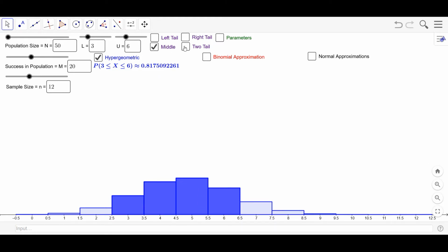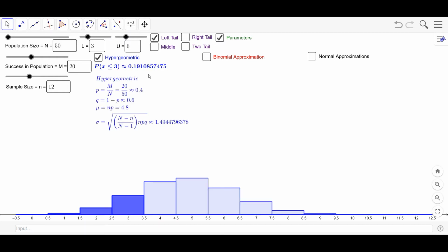Okay, so then we could do a two-tail, which goes from forever left, which is really 0, up to the lower of 3, and from the upper up as far as it'll go to the right, from 6 up to, well, the sample size, which is 12 in this case. And we can see how this will be adjusted if we slide these parameters that define it and so forth. Now, if we click on this parameters thing, it will tell us some things about this hypergeometric.